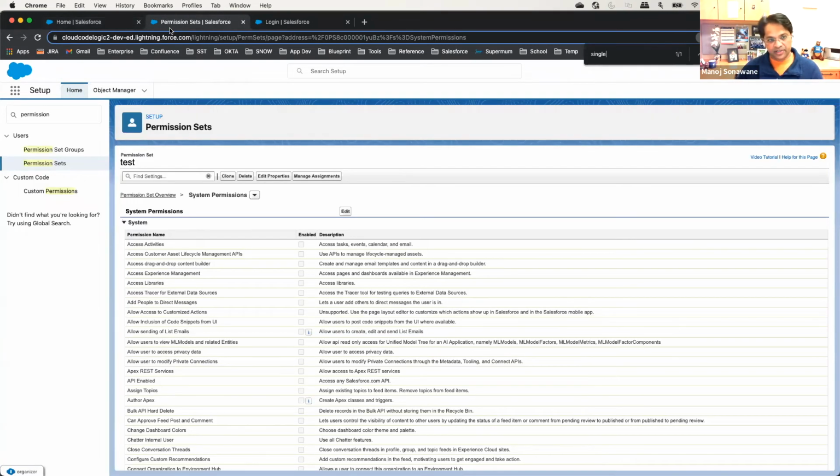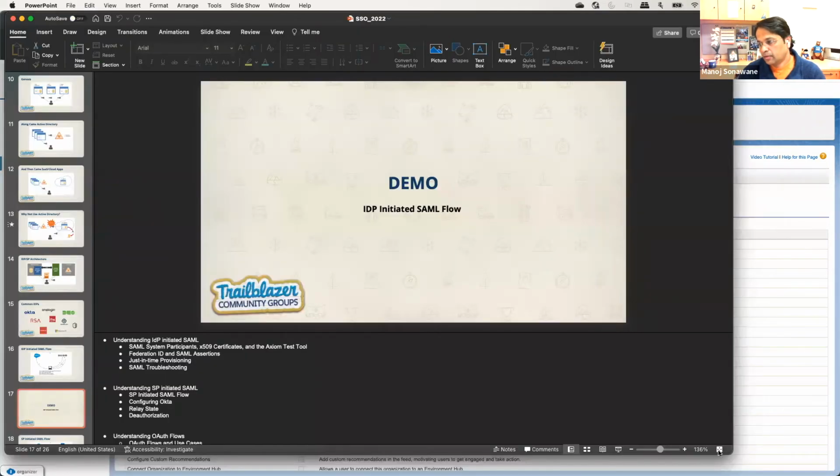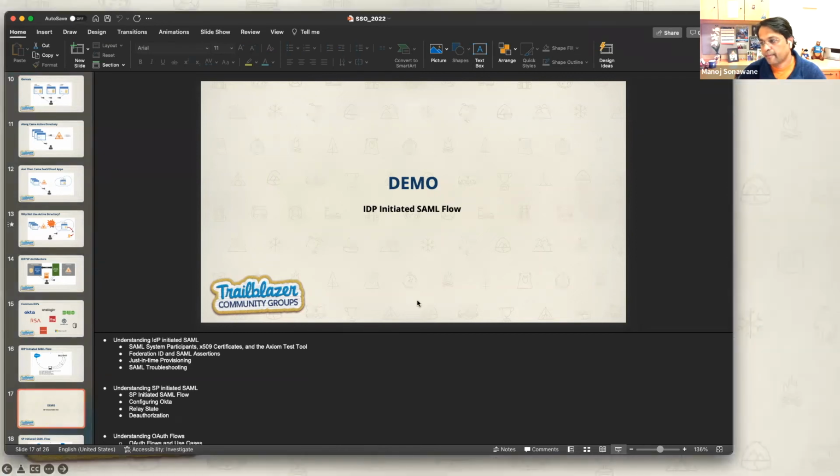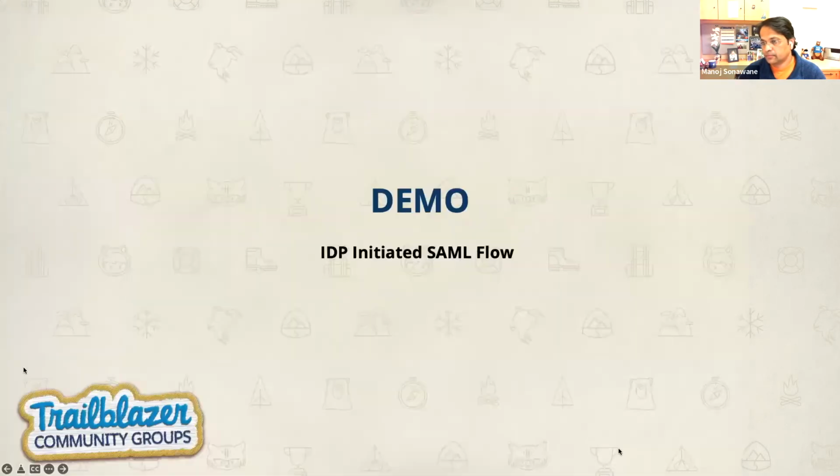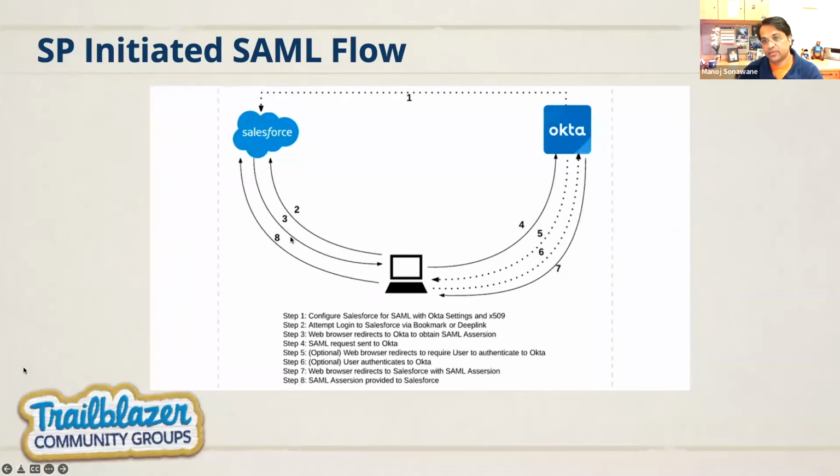Okay, so so far we've seen the IDP-initiated flow, how that works, the username federation, and JIT, the just-in-time provisioning. So let's go back to the next setup. I still have maybe some time. Let me go back to the slide. Okay. So the next thing is the SP-initiated SAML flow, which works mostly the same, but you see step one is the same configuration between these two systems. And then you attempt to log in via bookmark or deep link.